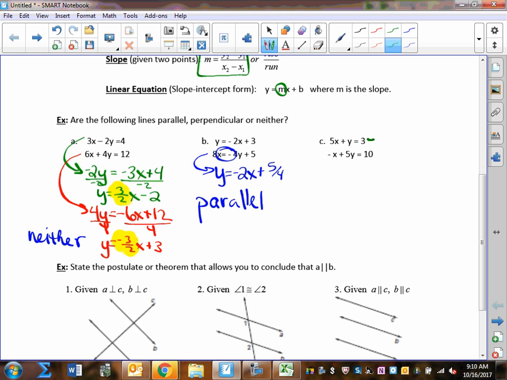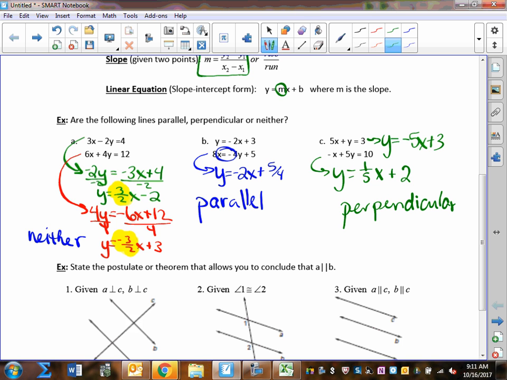Good. Alright, when we rewrote this equation, we should have gotten y equals negative 5x plus 3. Do we agree with that? Okay. And when we rewrote this, we should have gotten y equals, so add our x and divide by 5, 1/5 x plus 2. Do we agree with those two equations? Okay. Alright, so comparing our slopes here, we have negative 5 and 1/5. Is this parallel, perpendicular, neither? Perpendicular, good. So again we have that those slopes are opposite reciprocals. Alright, any questions on those? Really just doing algebra again.